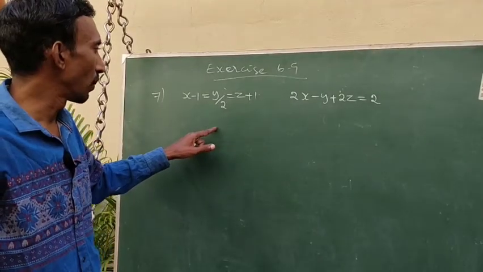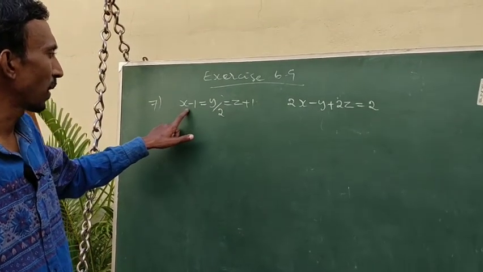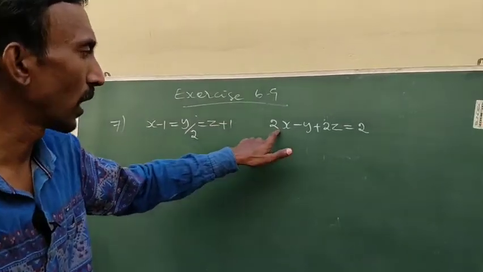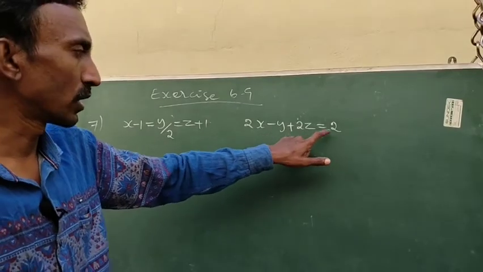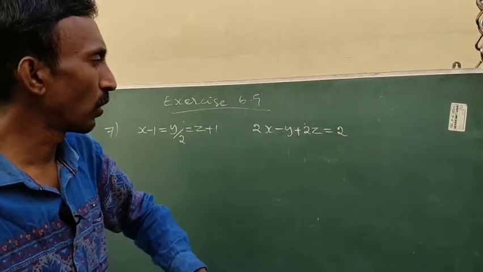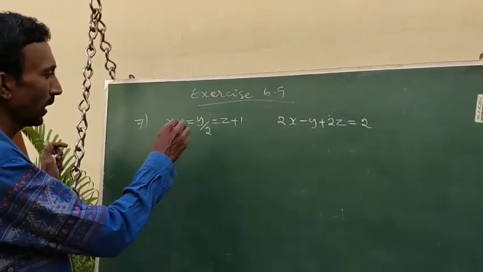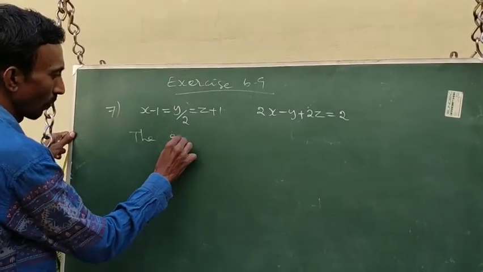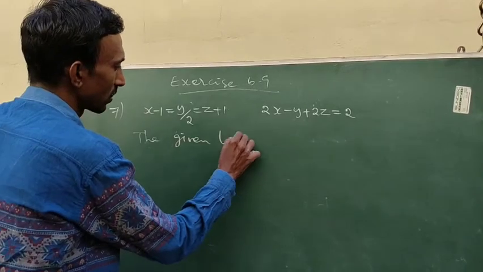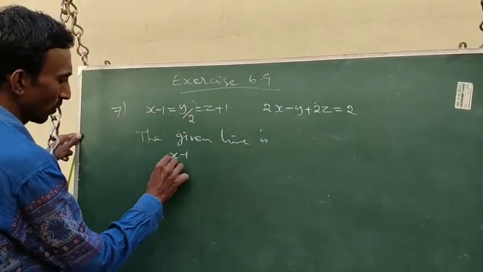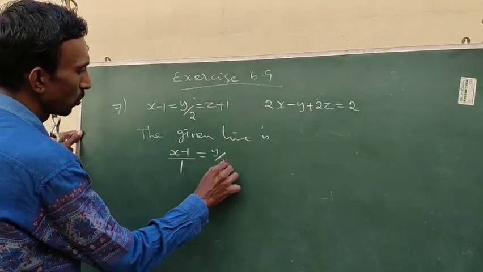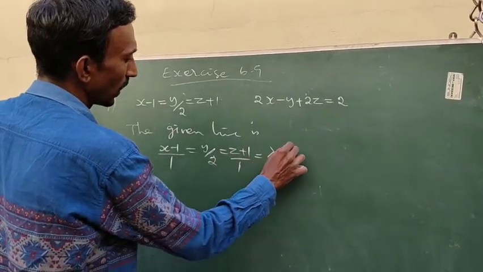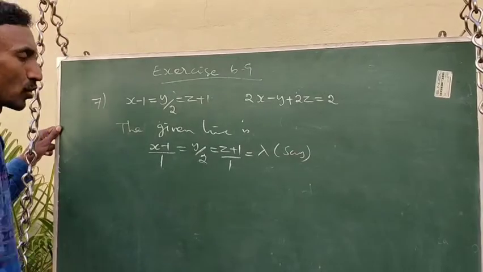Find the point of intersection of the line x - 1 = y/2 = z + 1 and the plane 2x - y + 2z = 2. Also find the angle between them. First write the given line as (x - 1)/1 = y/2 = (z + 1)/1. Obviously 1 is there, so assume it is some lambda.